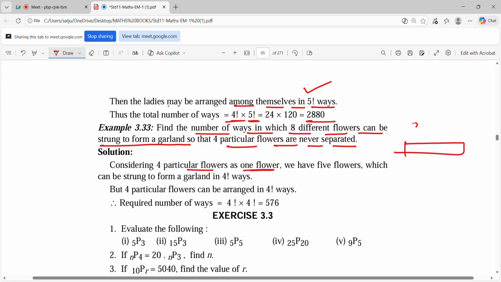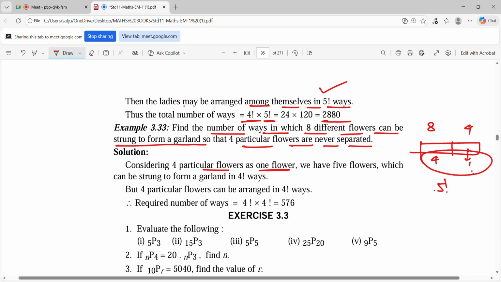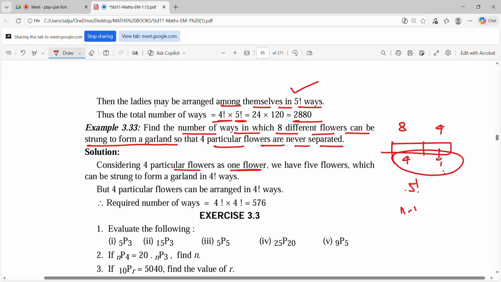So total 8 flowers. Here 4, and the remaining 4 can be taken as 1 unit. Total how many? 5. Five things placed in a circle means n minus 1 factorial, that is why 4 factorial. These 4 flowers can be arranged among themselves in 4 factorial ways. Guys, getting it?